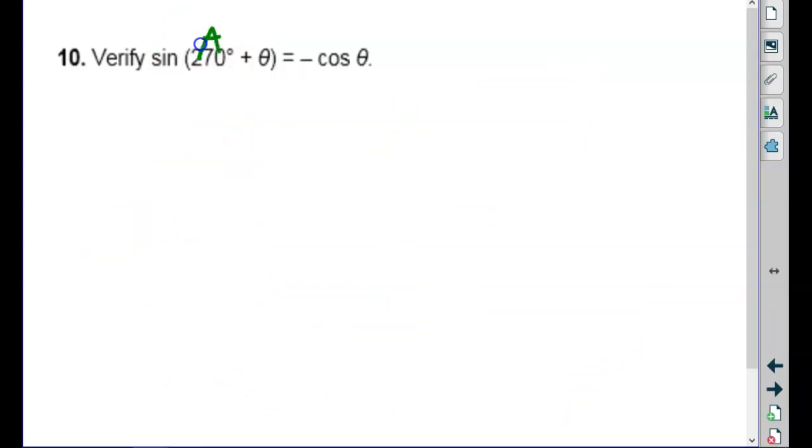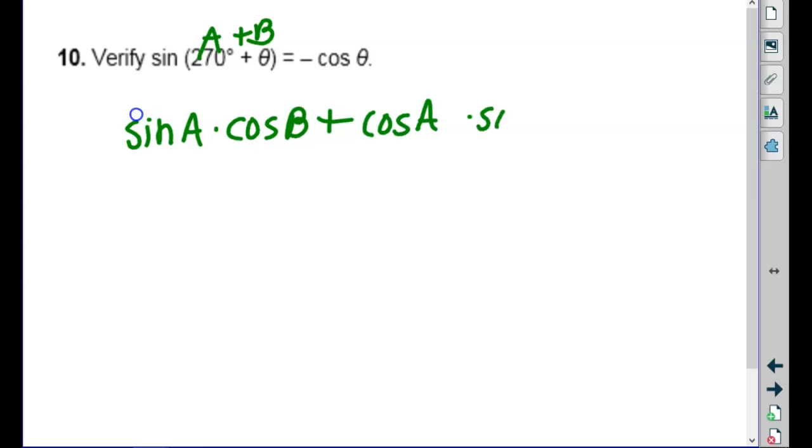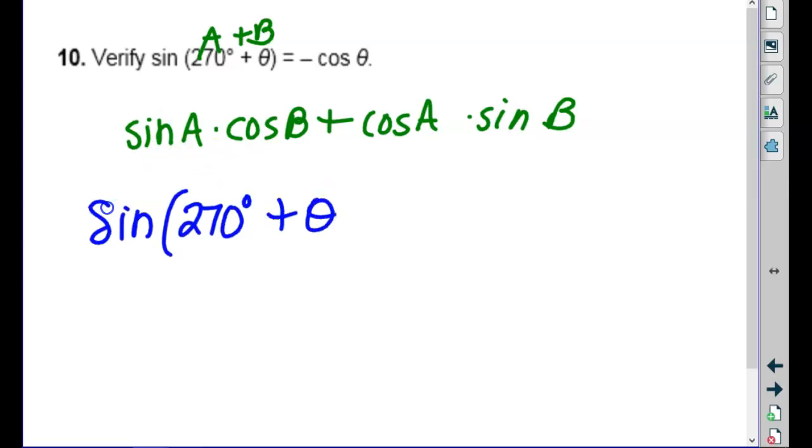Okay, sine A plus B is sine A times cosine B plus cosine A times sine B. You really don't need to write that out. I just did. So we're supposed to verify 270 plus theta. So it would be sine of 270 times... Okay, but I'm expanding this. We have to write it all out because it's a proof. So we have to put these in.